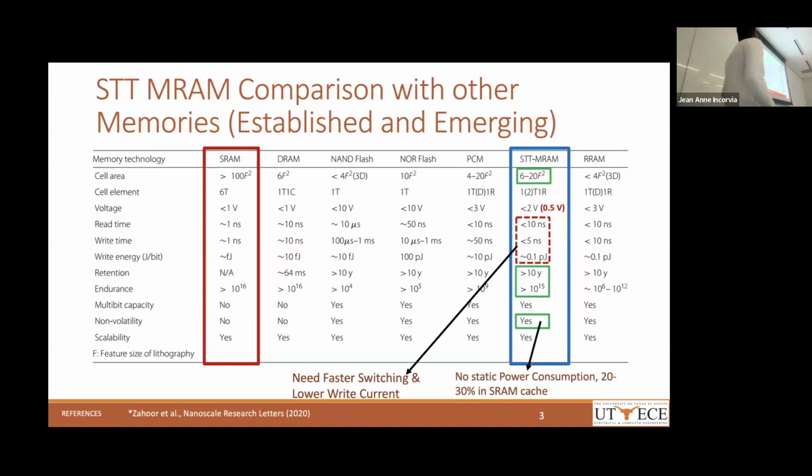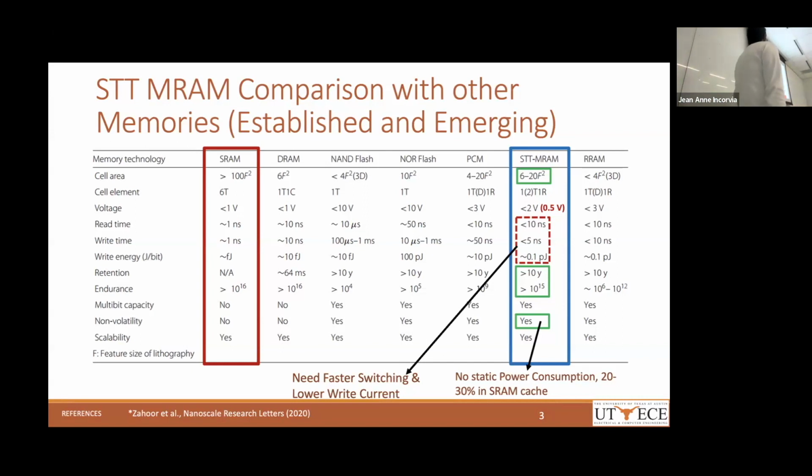Okay, so this is a long table which compares different kinds of memories, both established and emerging. But I want to bring your attention to the comparison of SRAM and STT-MRAM, because in cache memory applications, it's SRAM that it's competing with. If you see the cell area, it's almost 10 to 15x lower. That gives us high density. And if you see the endurance, which is greater than 10 to the power 15, that is very good.